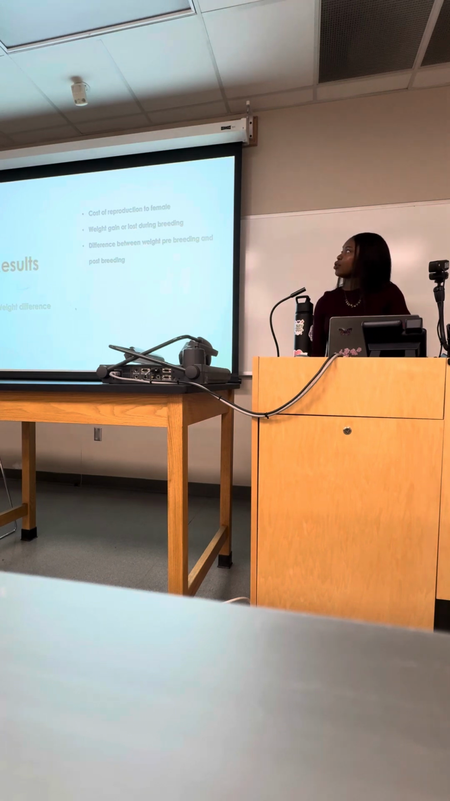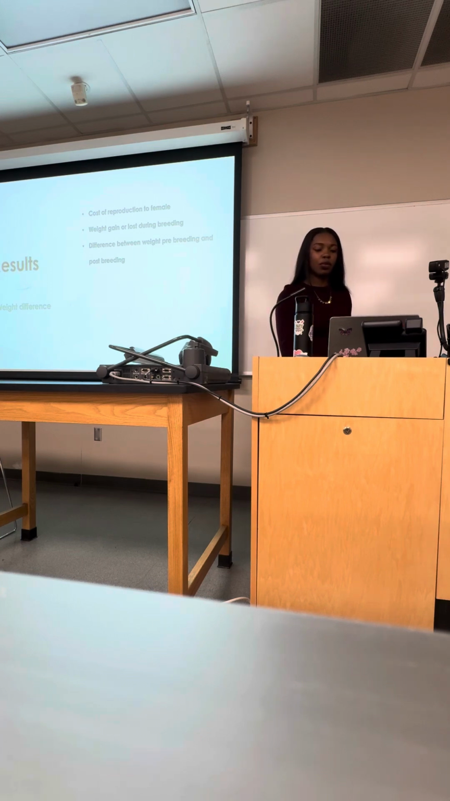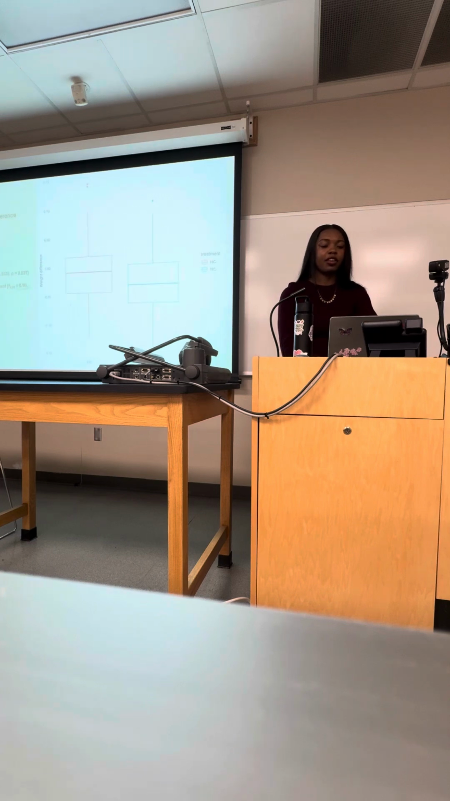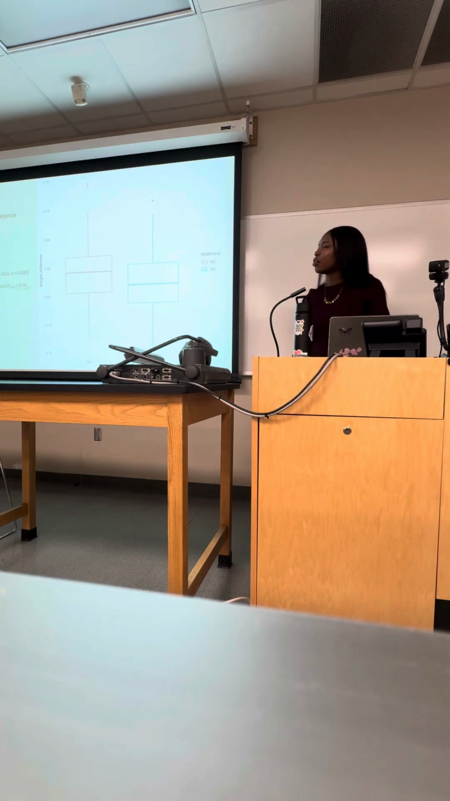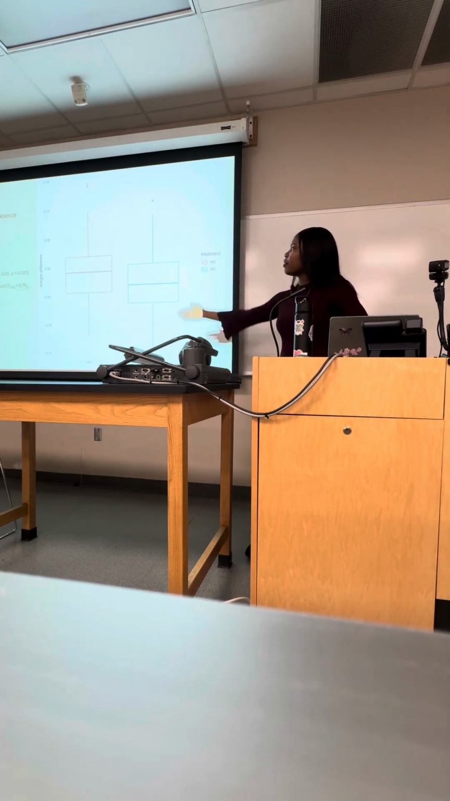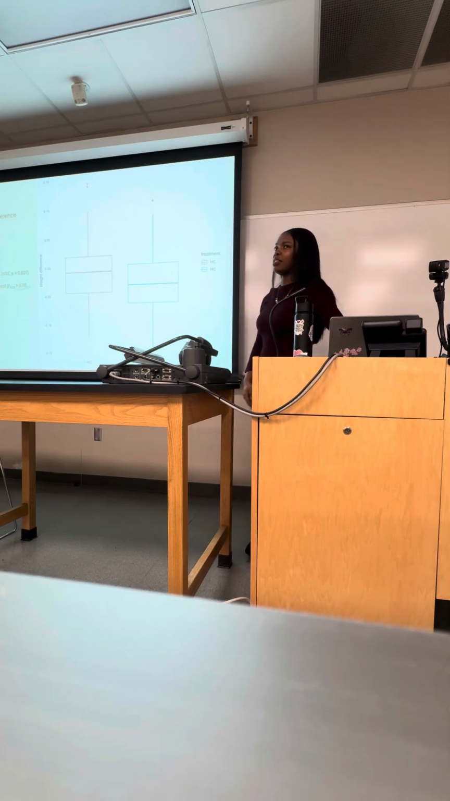I used weight difference to analyze the cost of reproduction, and the weight difference was the difference between the weight pre-breeding and weight after breeding. So I observed a very interesting thing here. But before I get into that, HC means high density or high competition, while NC means low density or no competition. So in my first round of breeding, I noticed that contrary to what I was expecting, females from the high density environment gained more weight than females from the low density environment.